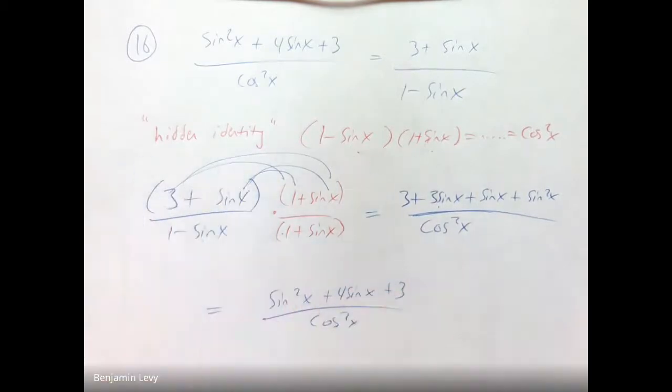So it really hinged on knowing that hidden identity, though. That's what made that one tricky. But you see, if you knew the hidden identity, it just happened really, really quickly.